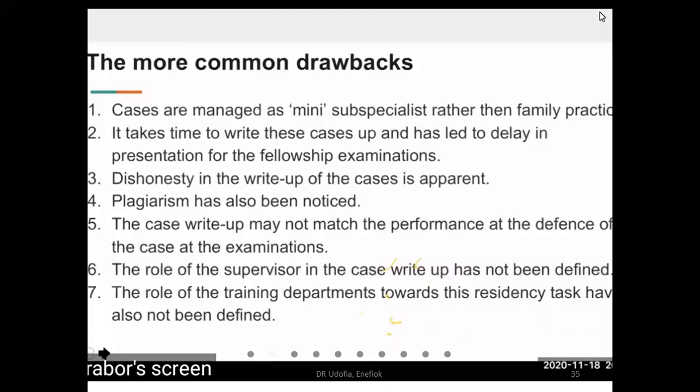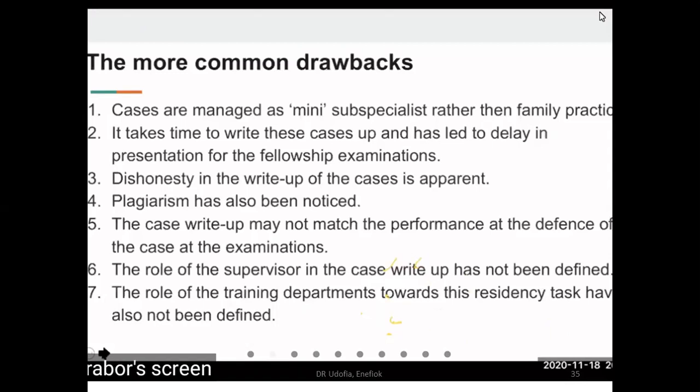And they have noticed that there's a lot of dishonesty in the writing up of cases. People cooked, people copied, people used textbooks, as I've said, and plagiarism has also been noticed. You use somebody's own and copy. In fact, once you do like that, you won't be able to defend it. And the case write-up does not match performance. They can write up very decently, but at defense, many residents fail.